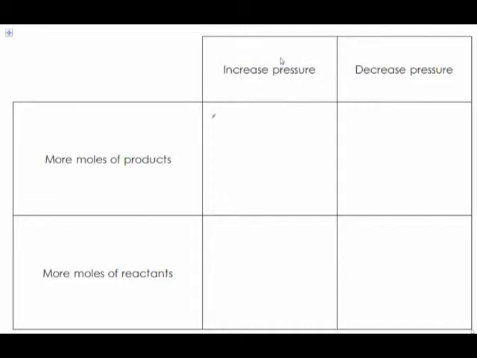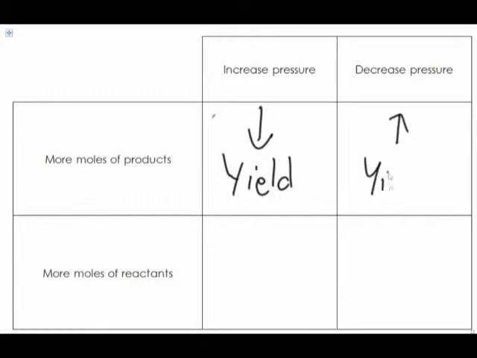We look at pressure. If we increase the pressure of our reaction, and we've got more moles of product when we look at our balanced equation, then we end up decreasing the yield. Conversely, if we then decrease the pressure, we increase the yield. So we've got more moles of products, and if we have a low pressure, then we get a high yield.